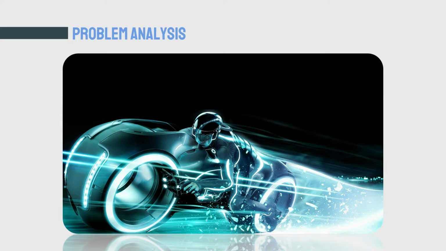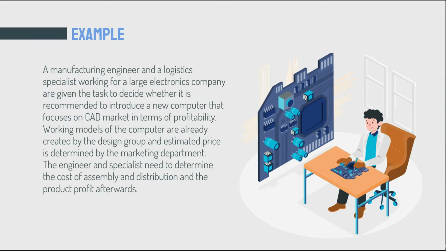Now let's take an example. Now we have two specialized people. The first one is a manufacturing engineer, and the other one is a logistics specialist. They're working for a large electronics company, and they're given the task to decide whether it is recommended to introduce a new computer that focuses on the CAD market in terms of profitability. Now, working models of the computer are already created by the design group, and the estimated price is determined by the marketing department.